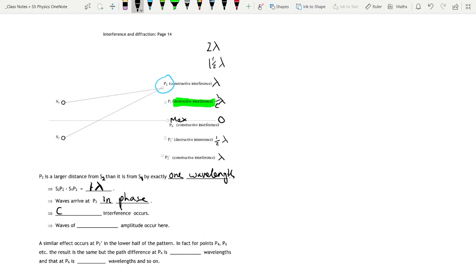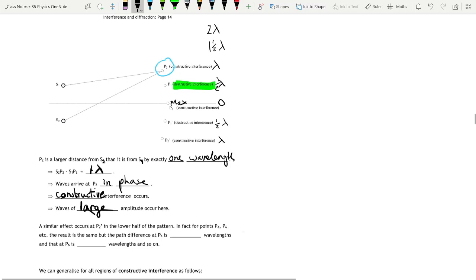And because they're in phase, that means a trough and a trough and a crest and a crest. Constructive interference occurs. And again, waves of a large or positive amplitude occur here. Okay, so we've got another maximum when the path difference is one wavelength.